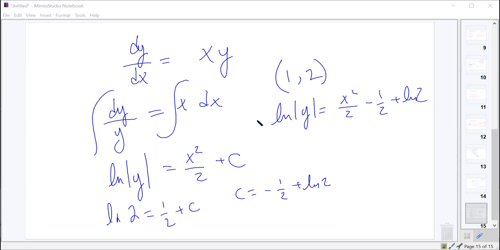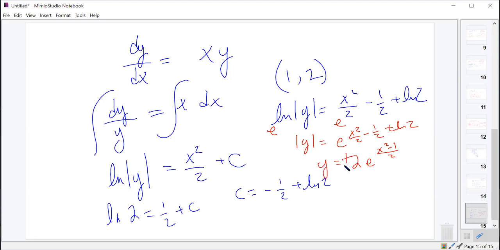It shows up fairly commonly that you need to exponentiate both sides to get rid of the natural log. And we end up with absolute value y equals e to the x squared over 2 minus 1/2 plus ln 2. And you need to recognize that using power exponent rules, you can take the e to the ln 2 as a constant out in front. So 2e to the, I'm just going to write x squared minus 1 over 2 since they both have a denominator of 2.